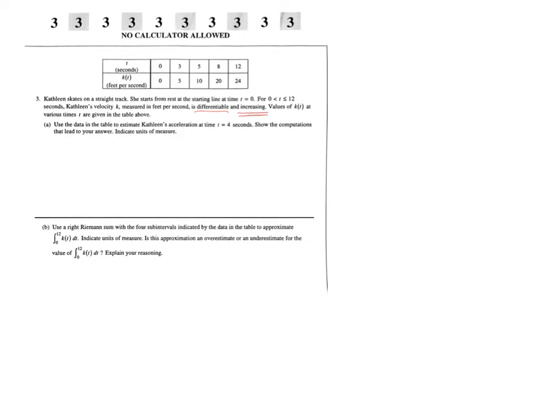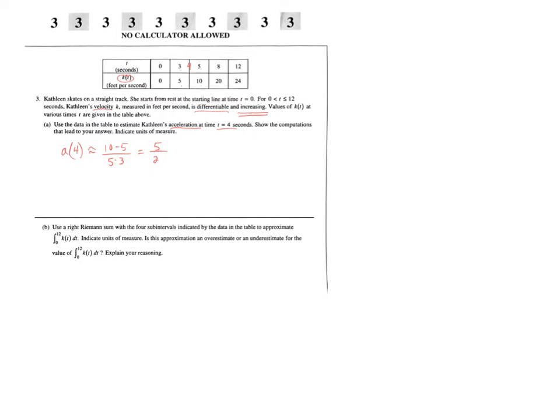So the first part A, use the data in the table to estimate her acceleration at time t equals 4. Now, they tell you v is her velocity. So to get acceleration, we just have to find the slope of velocity at time t equals 4. Well, as we've seen many times before, when they ask you to estimate at t equals 4, notice that is smack dab in the middle between the two data points that we have at 3 and 5. So all you have to do is say that the acceleration at 4 is approximately going to be the difference in the y's, 10 minus 5, over the difference in the x's, 5 minus 3. And of course we get 5 over 2.